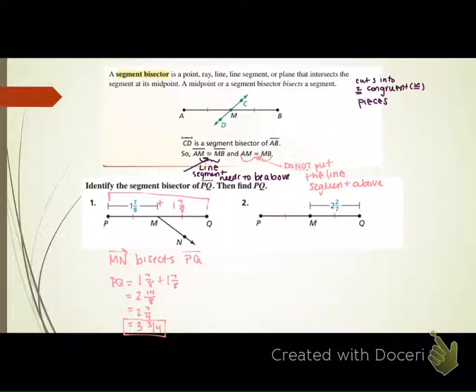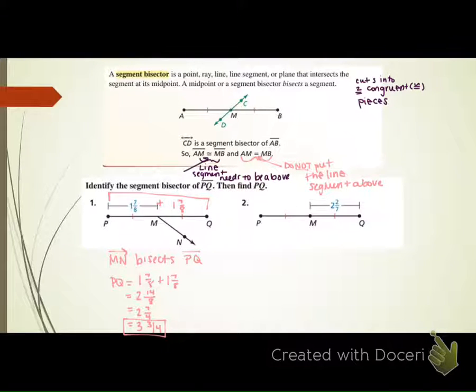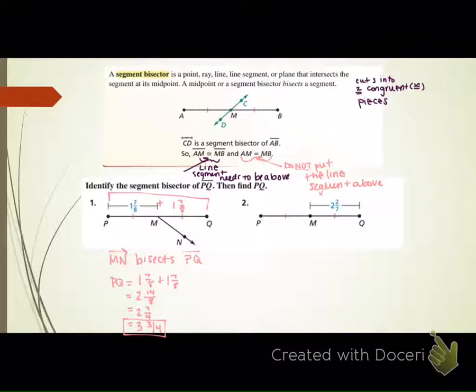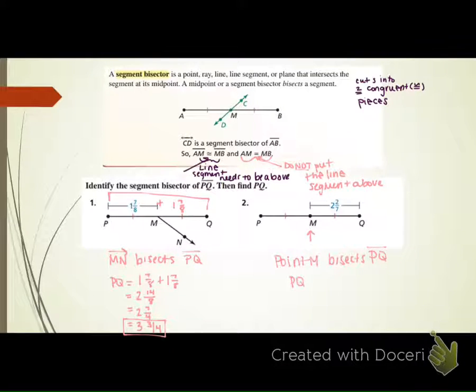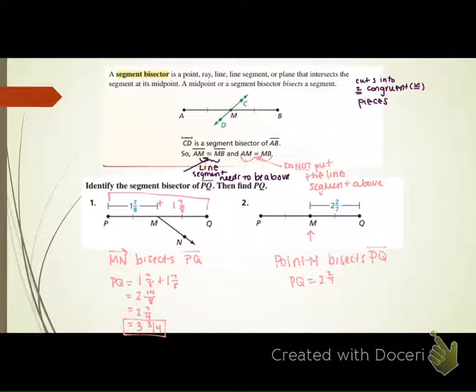Okay, what is bisecting the line segment PQ? Daniel? Just M, just the point. So point M bisects PQ. So all you would have to do to find PQ is add those together. So you'd have 2 2/7 plus 2 2/7. So you guys can just add those up yourselves, and you would get PQ is 4 4/7.